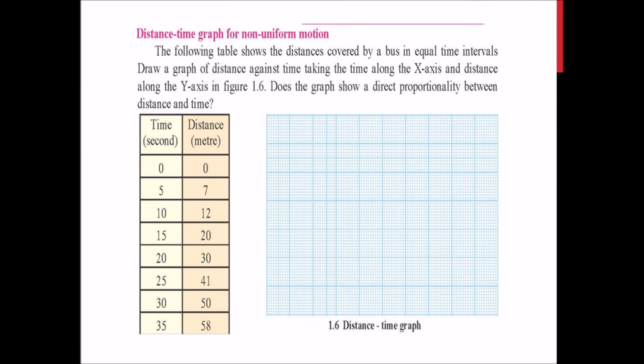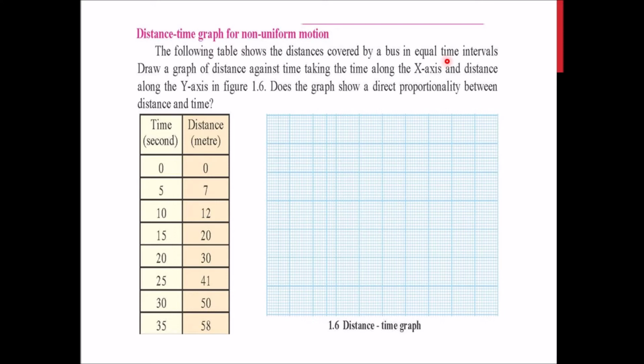So next is the distance time graph for a non-uniform motion. When you look at the graph over here, you can see time in seconds, that is 0, 5, 10, 15, 20, 25, 30 and 35. And here the distance is 0, 7, 12, 20, 30, 40. So here you are able to see that it is not consistent. Even if you draw a graph of time with respect to distance, it will go in a zigzag. It won't be a linear graph like this. So that is the distance time graph.